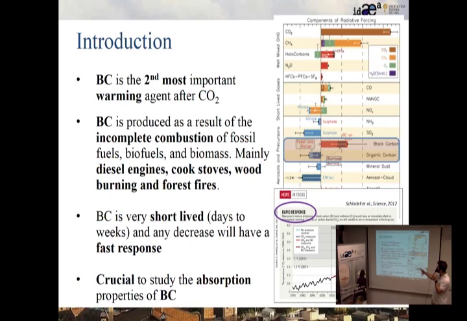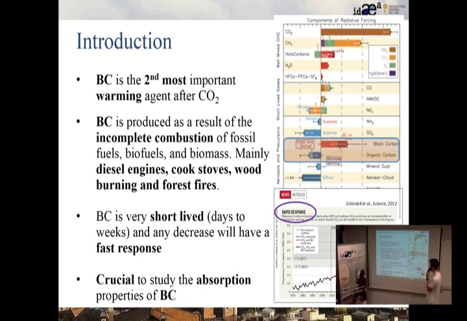Important. Black carbon is the second most important warming agent on climate after CO2 gas, so very important under the current climate warming crisis. It is produced as a result of the incomplete combustion of fossil fuels, biofuels, and biomass, and it's mainly due to diesel engines, cookstoves, and burning, including the forest fire that we are seeing now in California, for example.